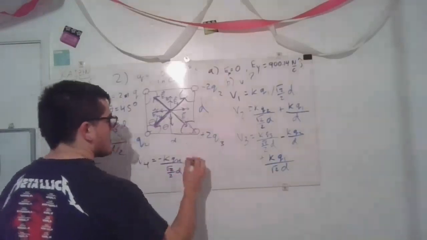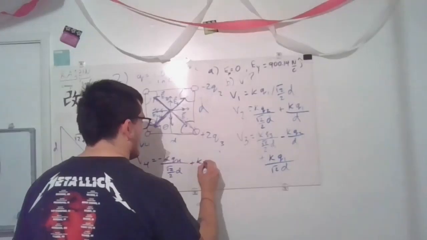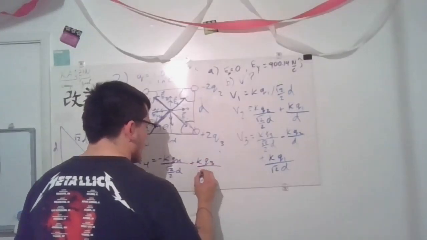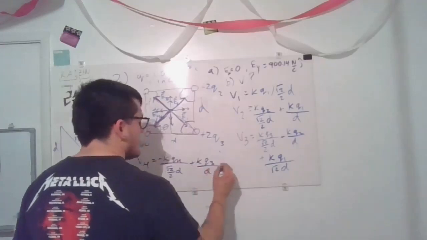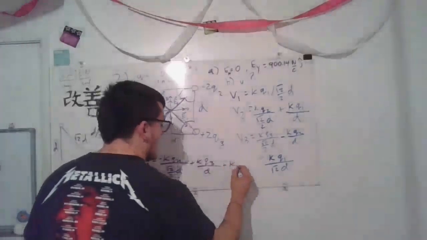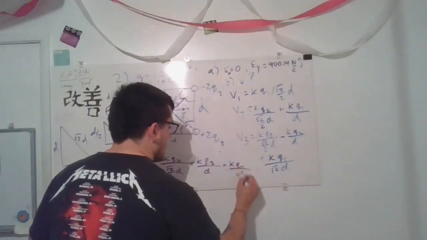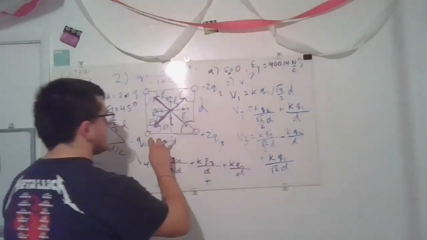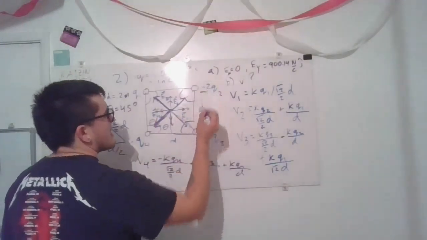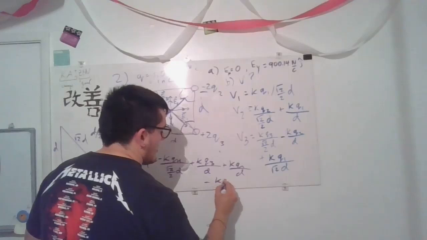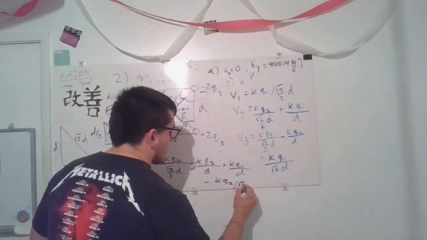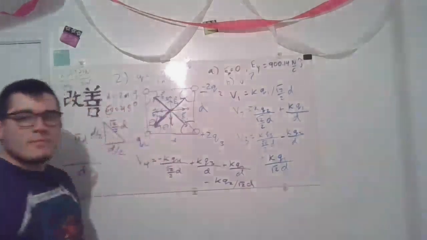Due to this one, plus K3 over V, plus, due to this one, Q1 over V, and then finally plus this one. I'm going to want to put a minus there because this is negative potential. Q2 over radical 2 V.